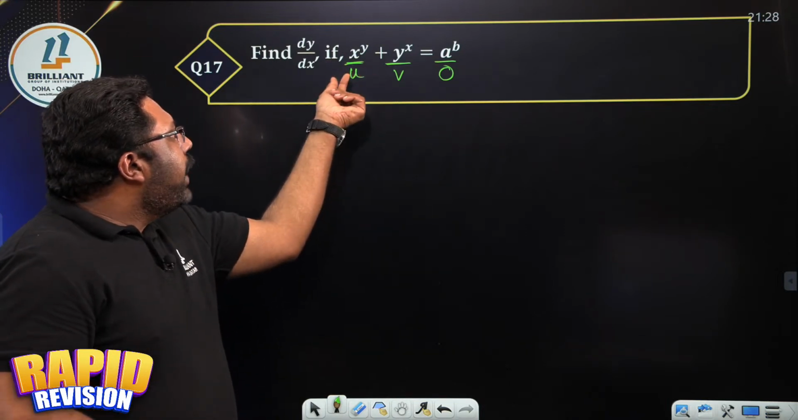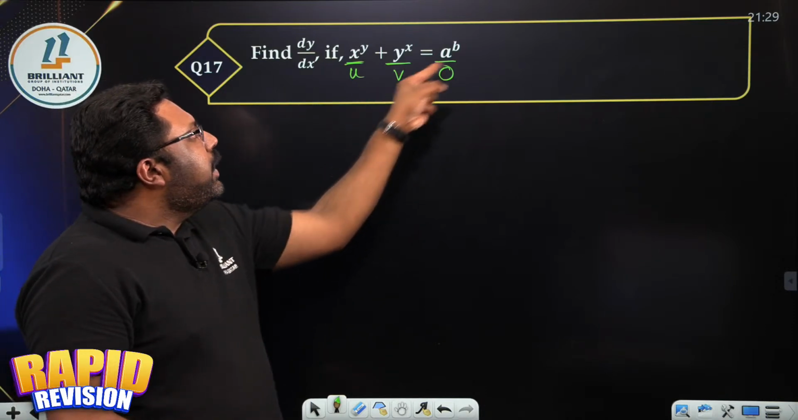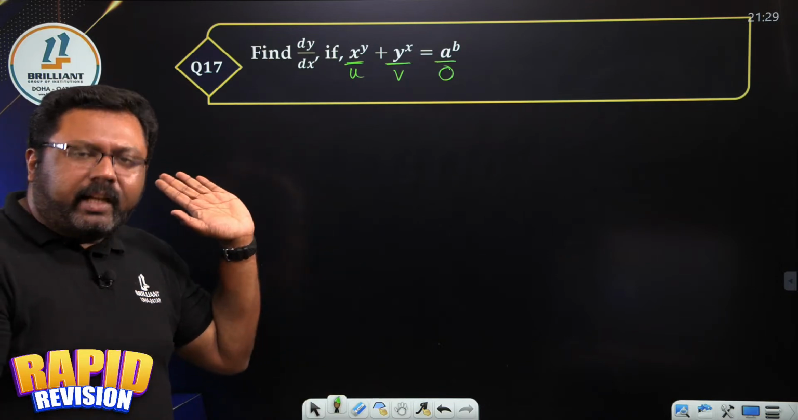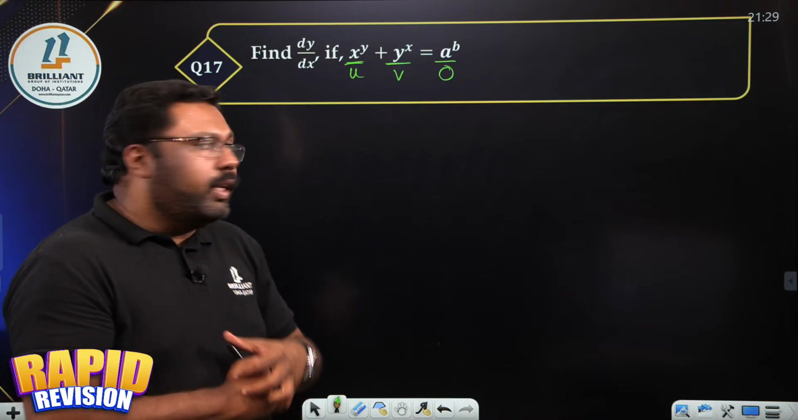Like uv, find the derivative of u, you will get some expression. Find the derivative of v, add them, equal to 0, collect all the dy by dx terms, separate it and rearrange it.